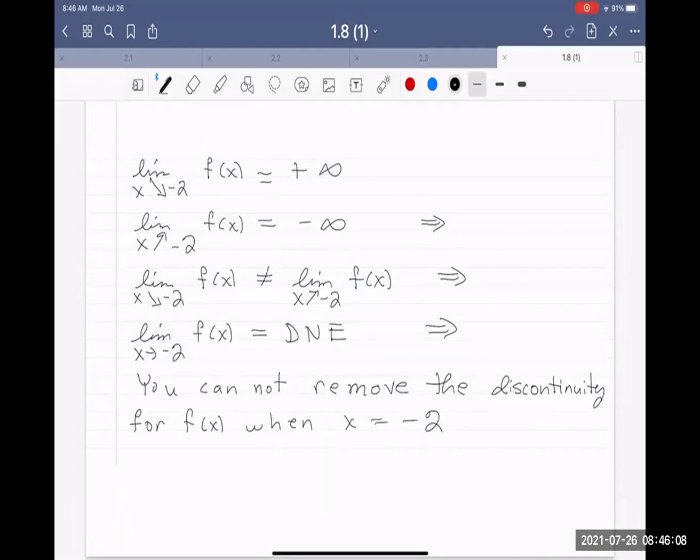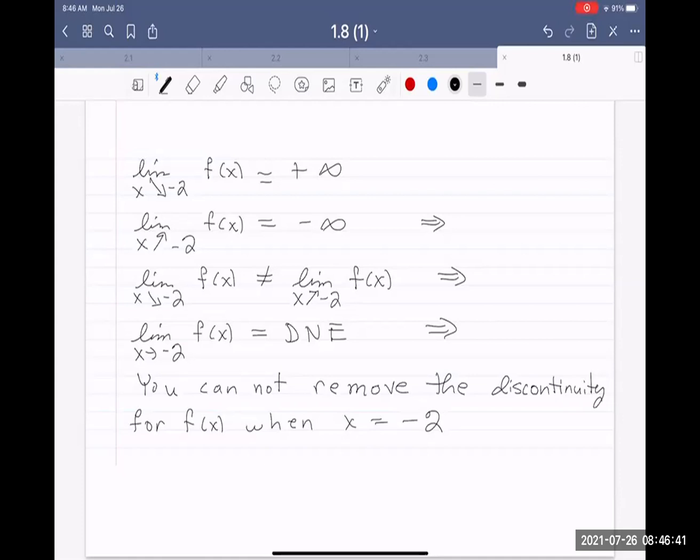Any questions about that? So sometimes you can remove discontinuities, but other times you can't. So sometimes you're able to do it, other times you're not. Any questions on that? Okay. So there it is. Okay, I'll just check reading messages, but it was from before.